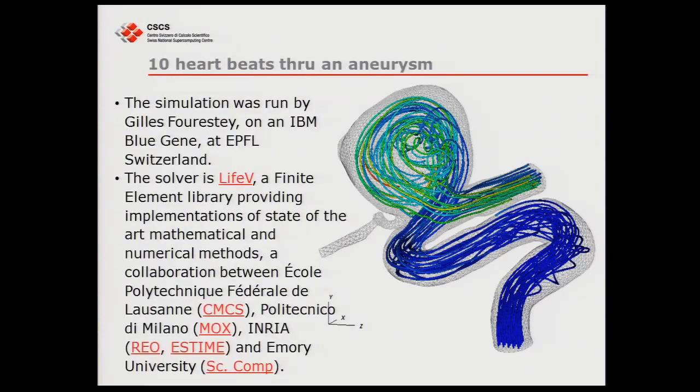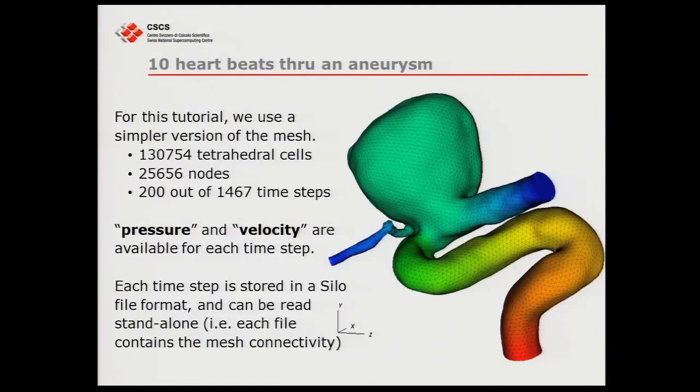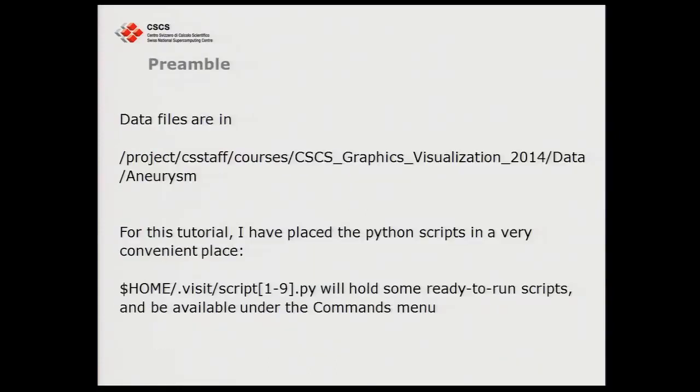And then we'll do some transient analysis. The data was actually calculated by one of our staff members here, Gilles Forestier, calculated at EPFL on the IBM. This is the result of a solver called LifeV or Life 5, I never know which one to say. So here's the first task: display the mesh. Not only the pseudo color display of pressure, but I also want to see the mesh like this. You see that we have a tetrahedral mesh available. The data files are right here in the project course directory.